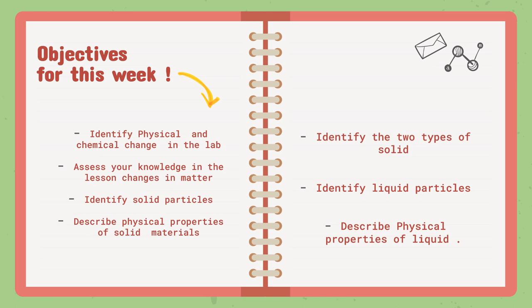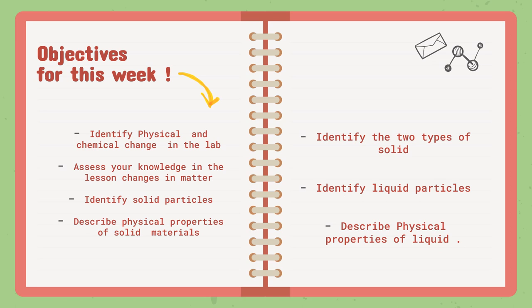And then we are going to start a new lesson, which is States of Matter. We are going to get introduced to the three states of matter, which are solid, liquid, and gas. And then we're going to talk about each one separately. First, we are going to identify solid particles, and after that, we are going to describe physical properties of solid materials and identify the two types of solid.